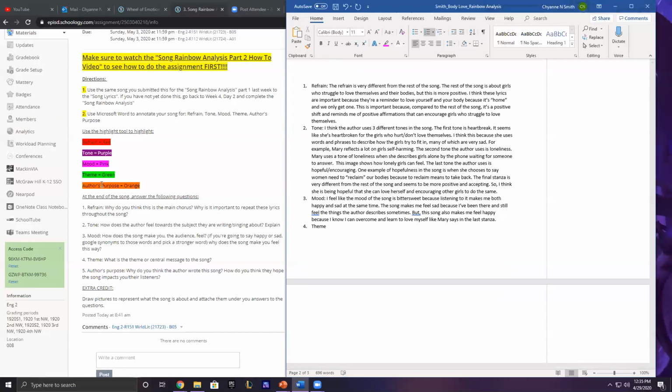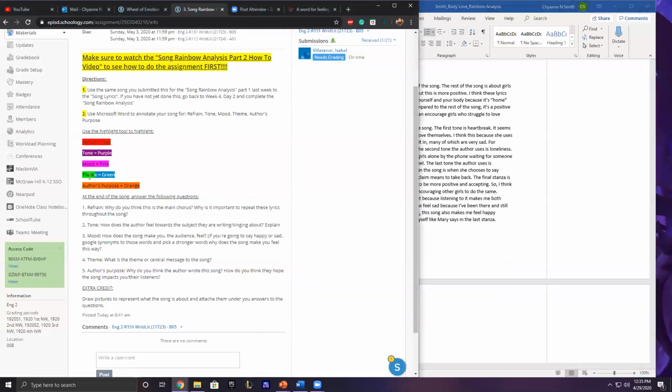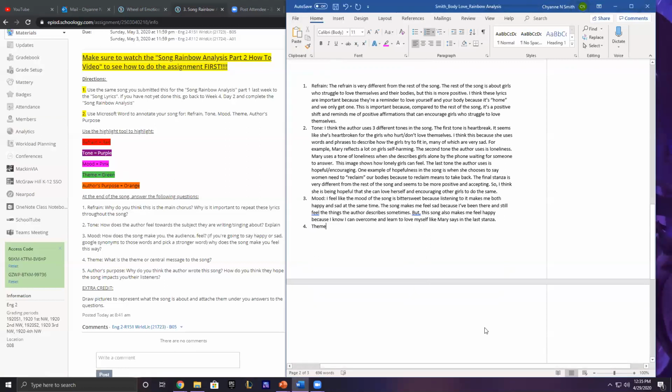So remember, theme we're going to highlight as green, and theme is like the author's message. Like, what do they want you to believe, think, do, or feel? What are they trying to teach you, right? What is the song trying to teach you? That's the main theme. What is it trying to teach you? What does it want you to learn?